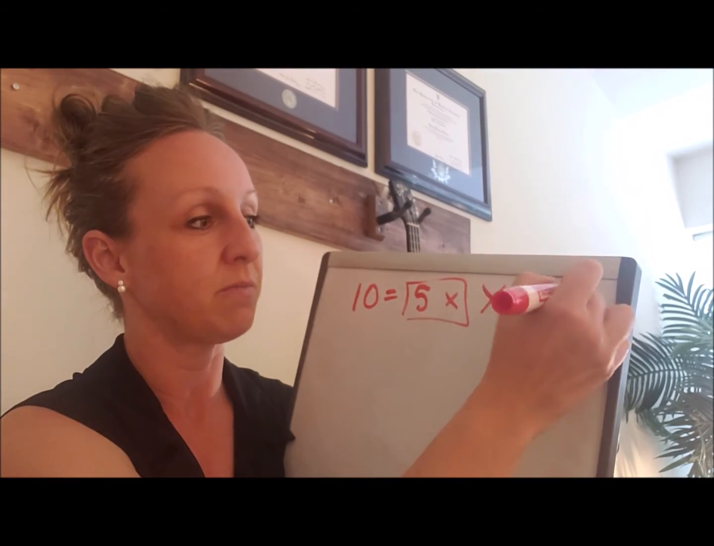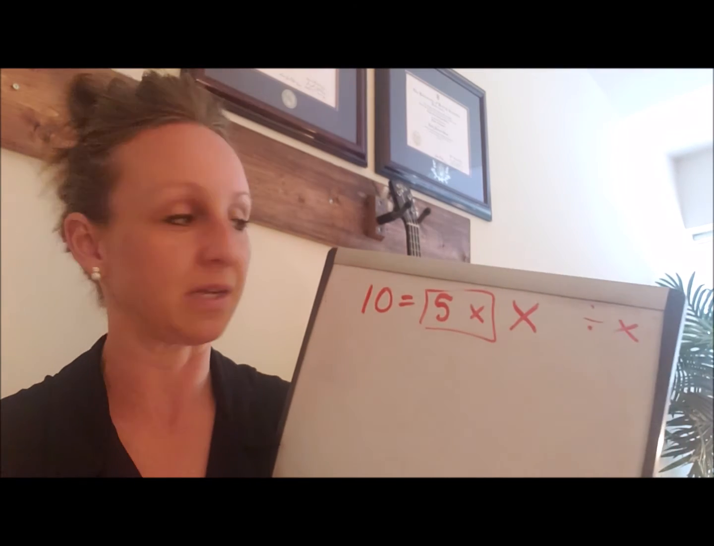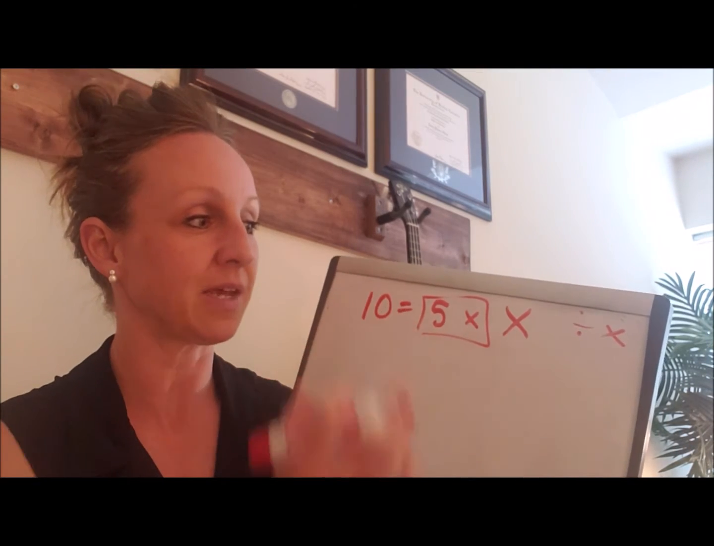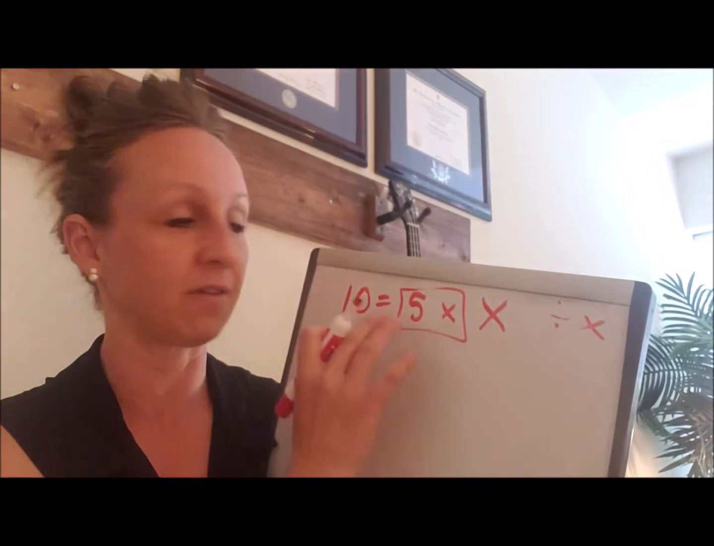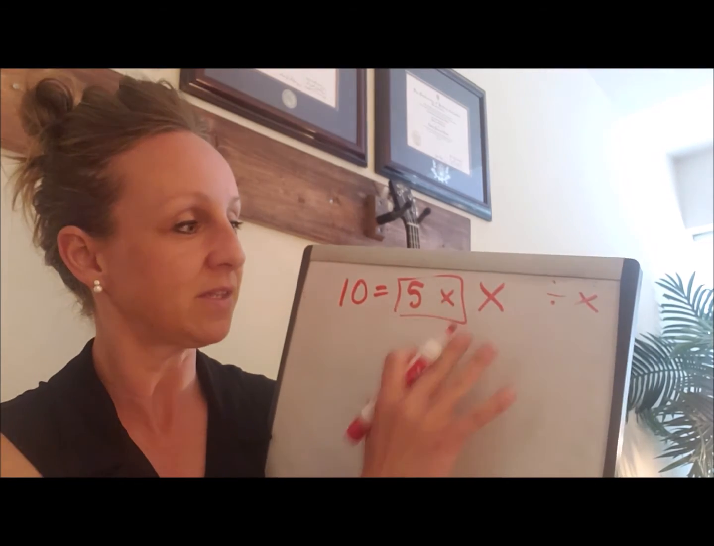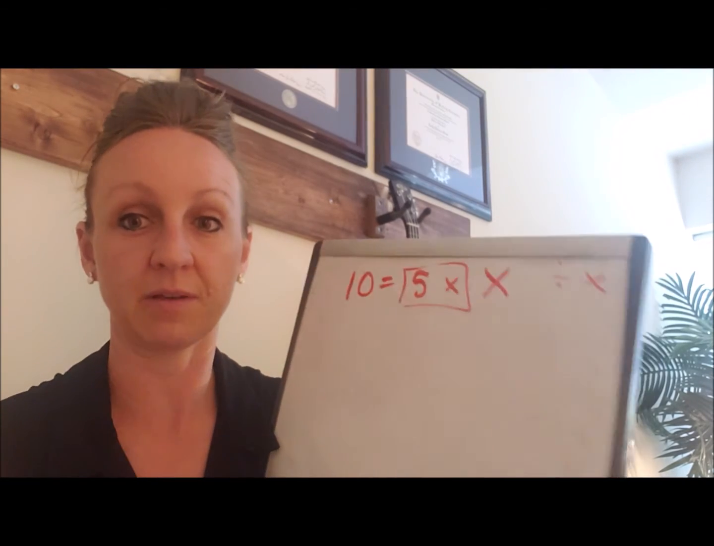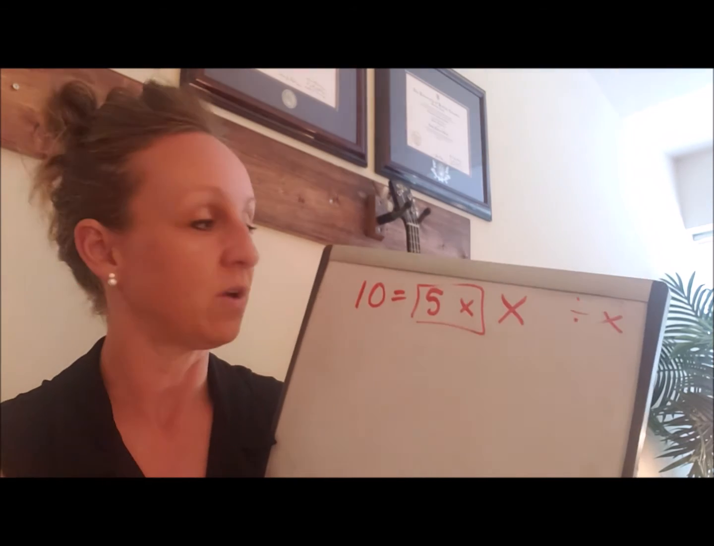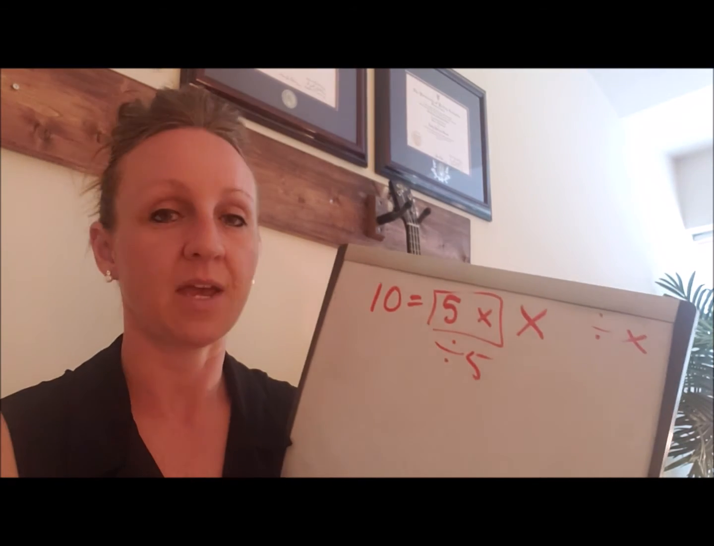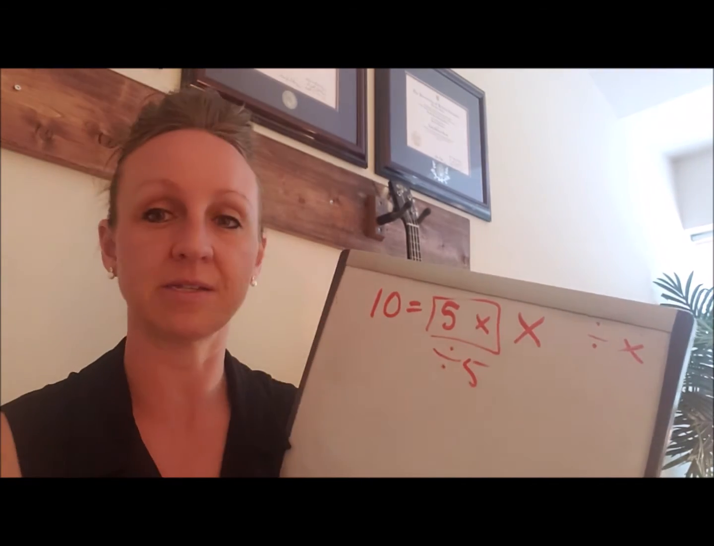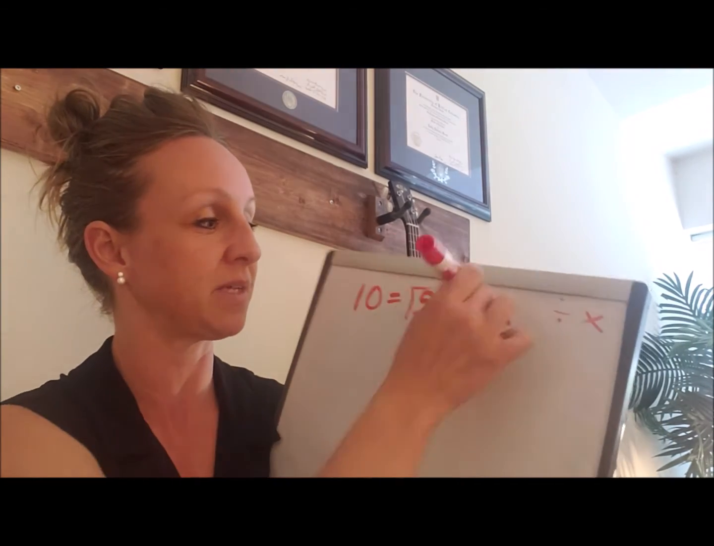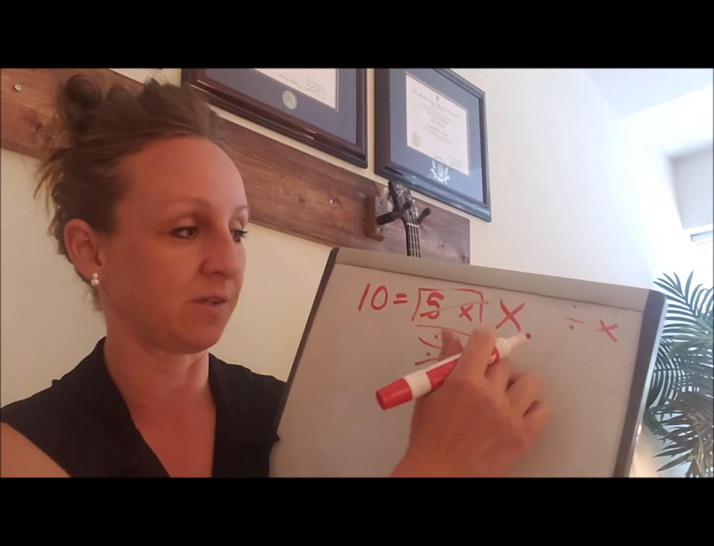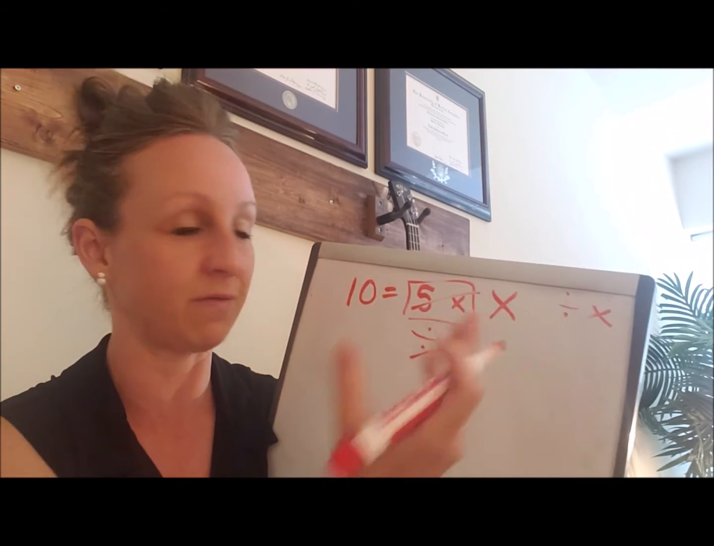In order to remove it, we have to do the opposite operation. In this case, we're going to use division to cancel this out. Even if it's in this position and you're a little unsure because it looks really weird, to get rid of 5, we're going to divide by 5. When you have a number divided by itself, it cancels itself out, and x is left on its own.